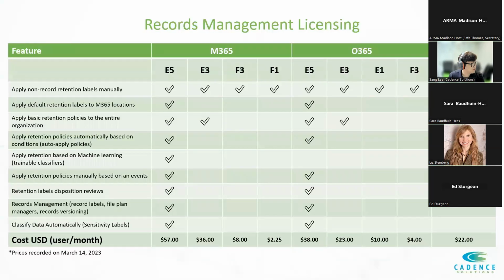To look a little more in depth at records management licensing here, as you can see, there are a lot of limitations for E3 licenses, and E5 actually has all the features that you could want for records management and automating your records management. One difference you see on this line is applying retention based on machine learning, which is trainable classifiers. That's not supported if you have an O365 E5 license, whereas if you have the M365 license, it is supported. And any kind of auto-apply retention policy is pretty much dependent on that E5 license.